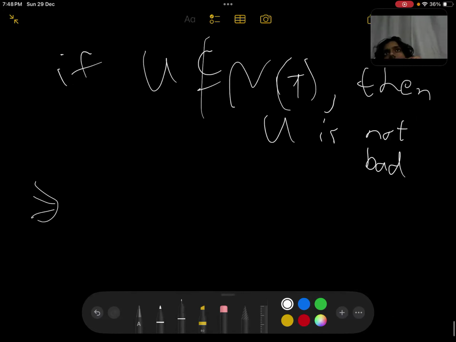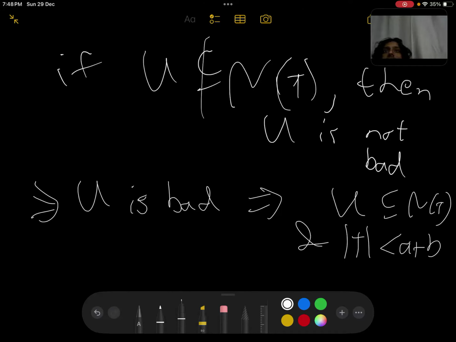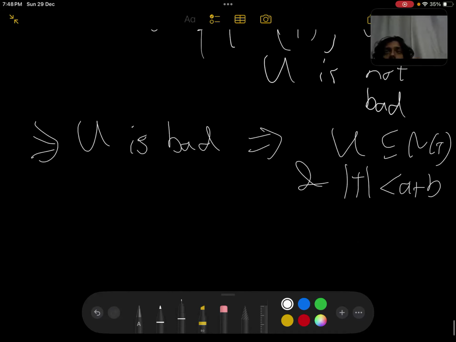So that means U is bad implies U is a subset of NT and mod T is less than A plus B. Right? So U being bad is a subset of this event. The event that U is bad is a subset of the event that U is a subset of NT and mod T is less than A plus B.